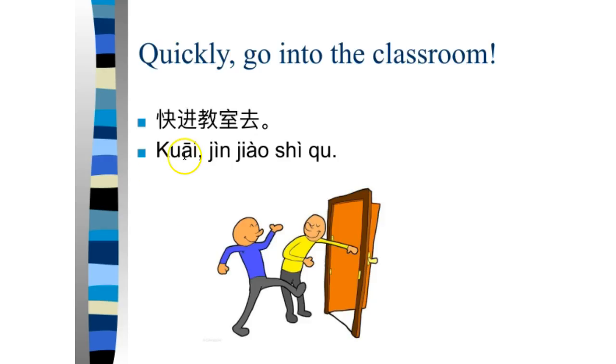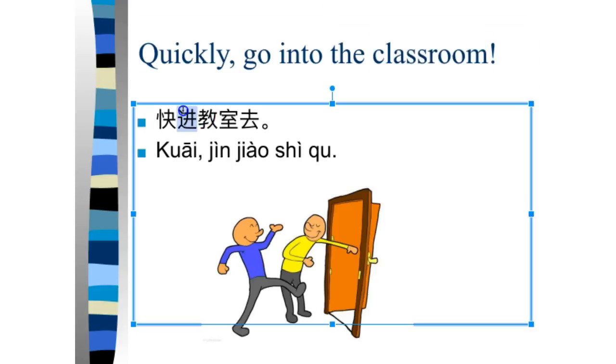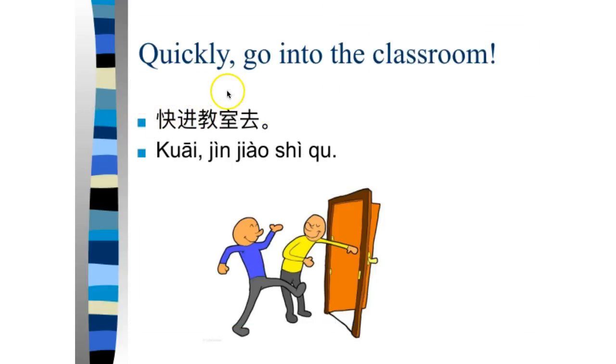Let's look at another example. Go into that classroom. So classroom here, this place, where are they going? It goes between the verb and the direction complement. 快进教室去. Verb 进, 去 direction complement, 教室 place. 快进教室去. And these people are both outside. This person is going inside away from the speaker, so it's 去 direction complement.